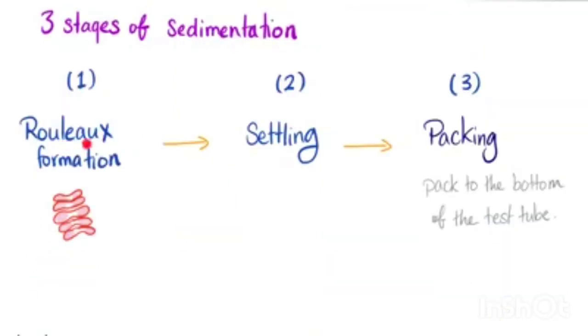Steps of sedimentation. First, rouleau formation. Red blood cells are stacked on top of each other. Then settling, then packing to the bottom of the test tube.